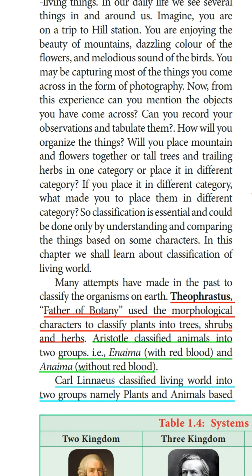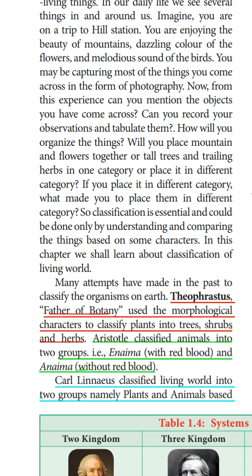Many attempts have been made in the past to classify the organisms on earth. Theophrastus, who is said to be the father of botany, used the morphological characters. Morphological characters means external characters, to classify the plants. So based on the external characteristics of the plants, like height of the plant, the plants were classified into three. They are trees, shrubs and herbs.